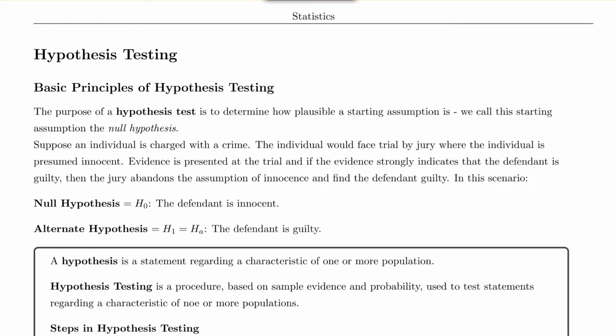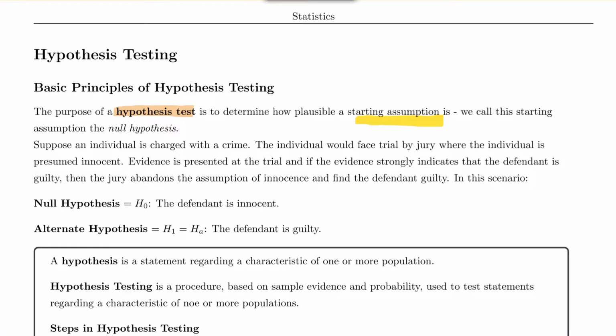Hypothesis testing. In this video, we're going to look at basic principles of hypothesis testing. The purpose of a hypothesis test is to determine how plausible a starting assumption is. We call this starting assumption the null hypothesis. So let's look at an example to begin this lesson so we can get an idea of what it is that we're doing.